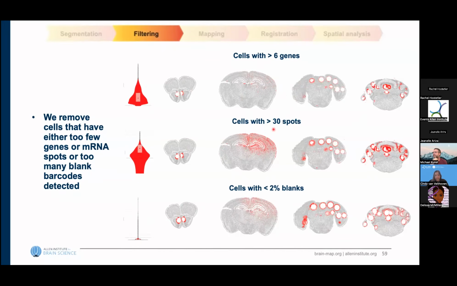And the same is done for spots. In this case, we can see it's strong in certain areas where there's clearly not enough mRNA detection, but it also very clearly labels the areas around the gel lifting.